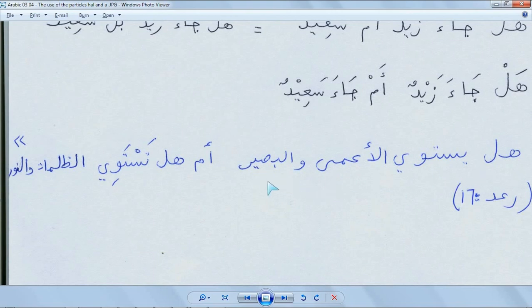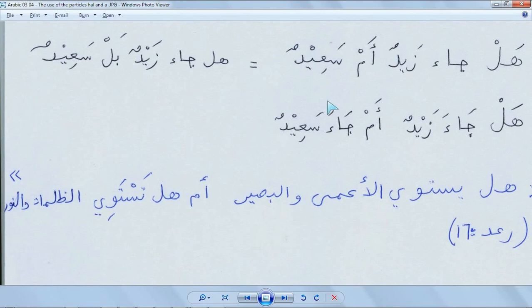That's the first question. Or, now we want to repeat a question, we have to repeat the hal, otherwise it will be mistaken for the example above. Okay, so you have to say am hal tastawi al-dhulumatu wan-nur. The second question, tastawi, because al-dhulumat is female, hence this verb is now female. Does darkness equal light? So this is a more advanced understanding of how to use hal with am.